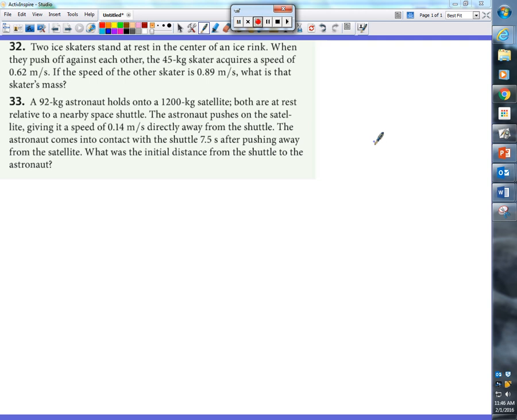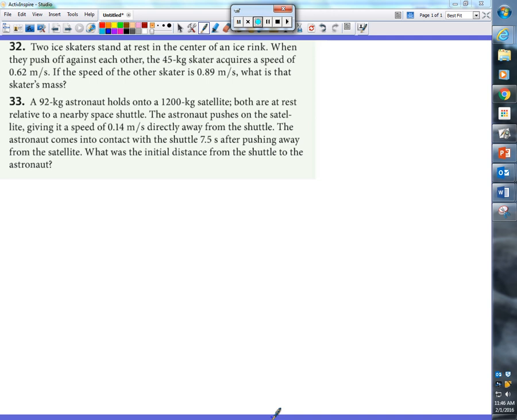Okay, number 32. Two ice skaters stand at rest in the center of an ice rink. When they push off against each other, a 45-kilogram skater acquires a speed of 0.62 meters per second. If the speed of the other skater is 0.89 meters per second, what is that skater's mass?